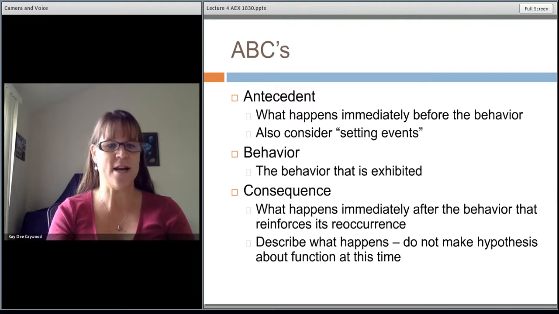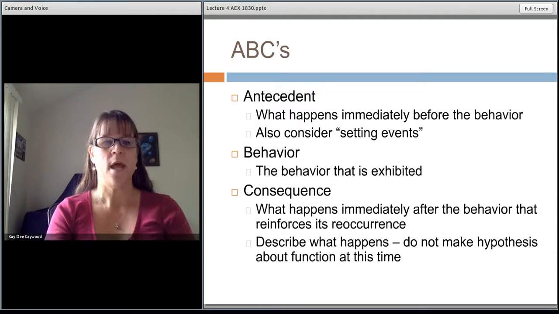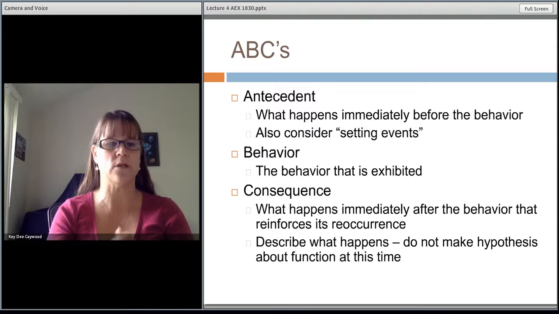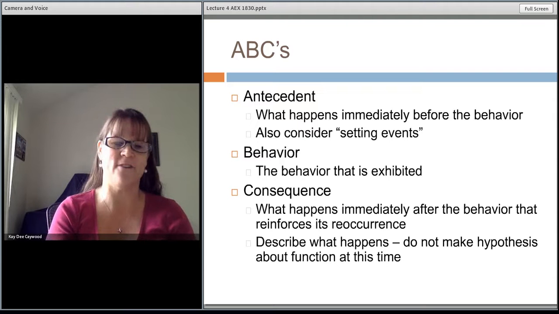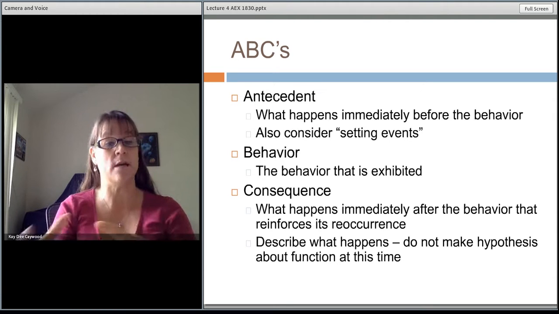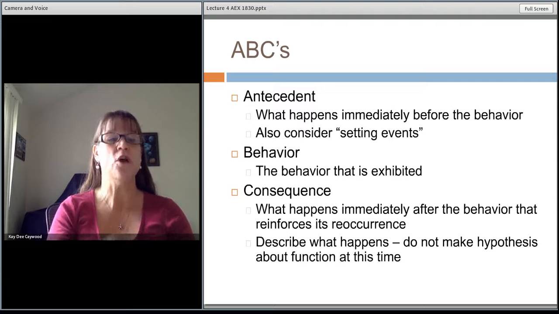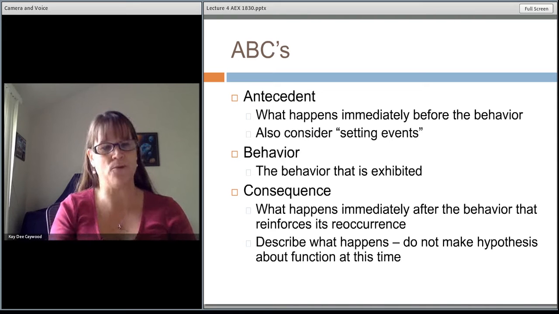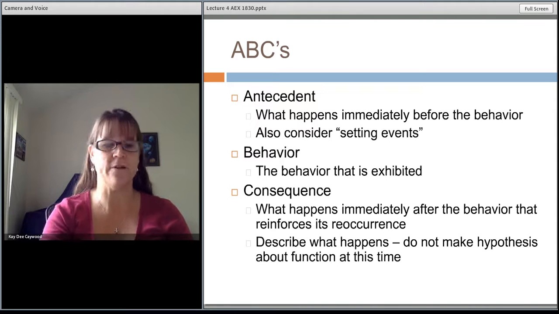So you don't want to say Johnny hit someone and he escaped the activity. You want to say Johnny hit someone and the teacher told him he wasn't allowed to do that and sent him to timeout. So be very careful to describe exactly what happens instead of trying to determine what you think the function of the behavior is, because you want to look at multiple occurrences of the behavior so that you can begin to see the patterns about what is the function of the behavior.